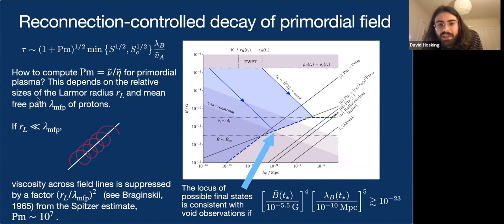So of course, RL depends on B. So now you have an extra power of B on this side. And that actually changes the gradient of this line, so it becomes a little bit shallower.